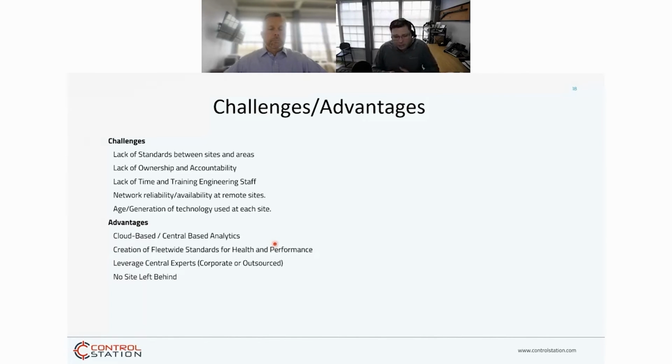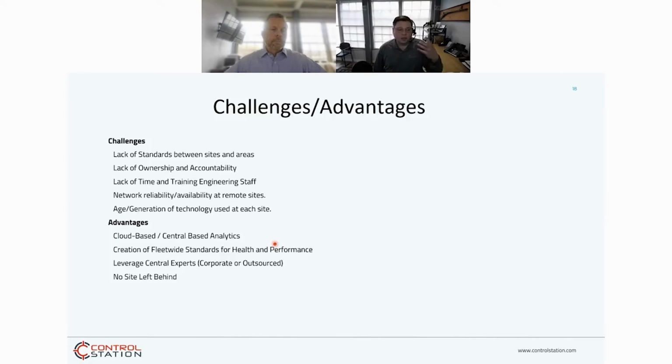So if you're looking at multiple site locations, you want to make sure your fleet is standardized. You're looking at the same things. You're comparing apples to apples, right? You need to make sure that you have the time to do the training of the engineering staff. If you've got remote sites, you got to deal with network reliability and availability. And if your site's 100 years old, right, you have to make sure you take that into account, right?